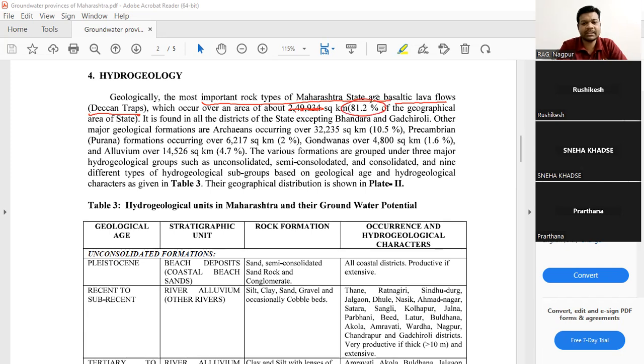You can remember this 81.2, or more or less 82, 83%. It is found in all districts of the state except Bhandara and Gadchiroli. Only those 2 districts. So this can be relevant information for your exam. Other major geological formations are Archeans, the Precambrian formations, then Gondwanas, and alluvium. The various formations are grouped under 3 major hydrogeological groups: unconsolidated, semi-consolidated, and consolidated.